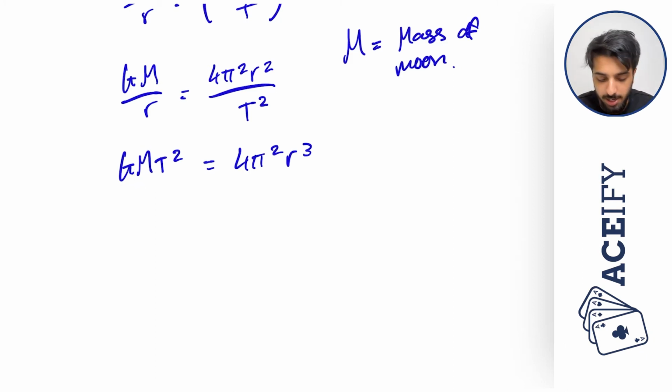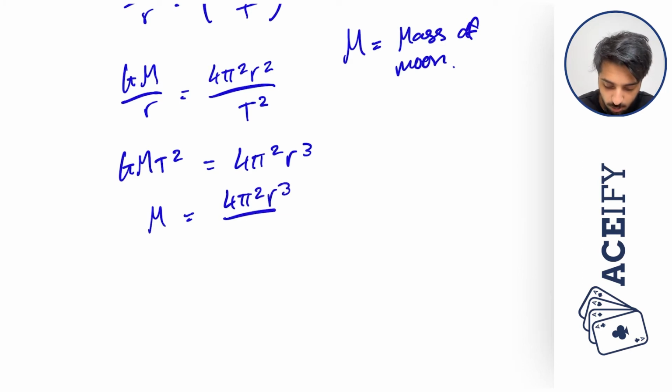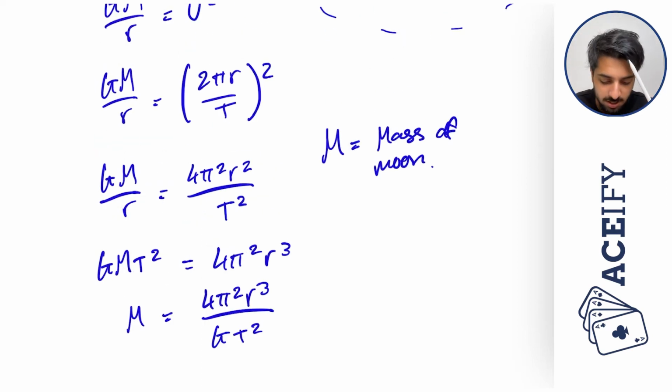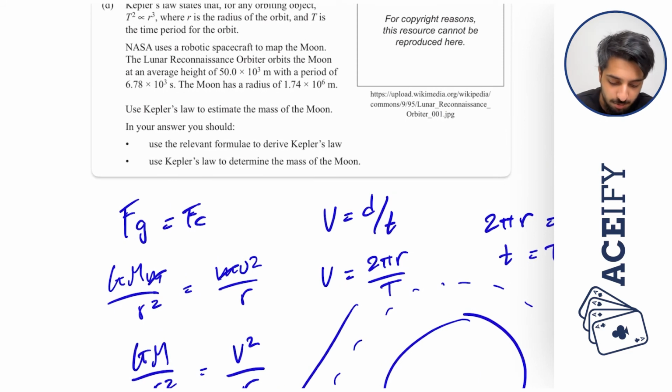We can do that by dividing by t squared on both sides, and we get m is equal to 4 pi squared r cubed all over g t squared. Now that we have our formula, we can look at our variables and see what we have. We have 4 pi squared, because we always have that. We also always have our g, which is our gravitational constant. Our t squared is just our period squared, which we have right here.